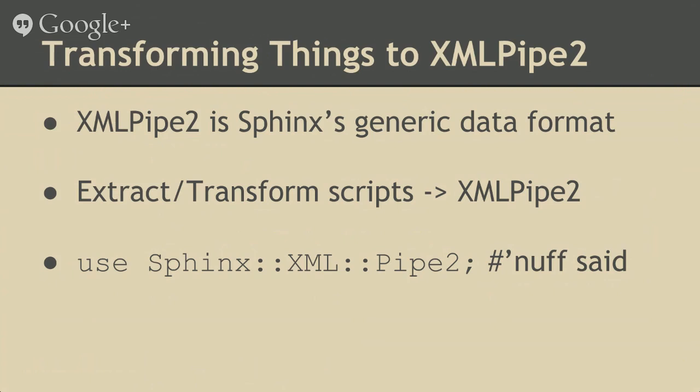But the transformation is facilitated pretty well by this Perl module, which is Sphinx XML pipe 2. It allows you to build up a giant hash reference that then gets converted into the XML pipe 2 format. So it's pretty straightforward. I'm not saying this is the best module in the world, but it's the Perl module to use for this.